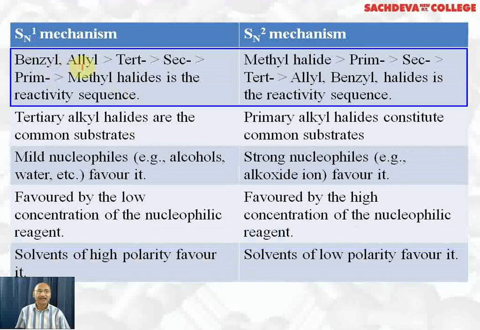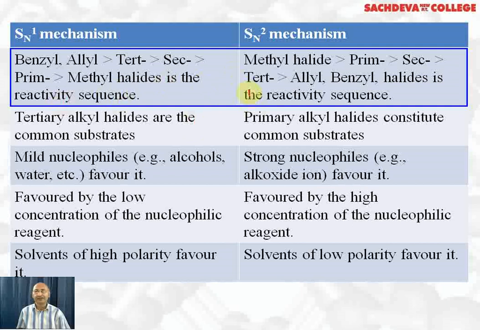Next, benzyl and allyl will have the highest reactivity because their carbocation is stabilized by resonance. Tertiary carbocation is stabilized by hyperconjugation as well as the inductive effect. Secondary carbocation is stabilized by the positive inductive effect. Primary will be stabilized by the positive inductive effect. Methyl will be least stabilized. That is why this is the order of reactivity.